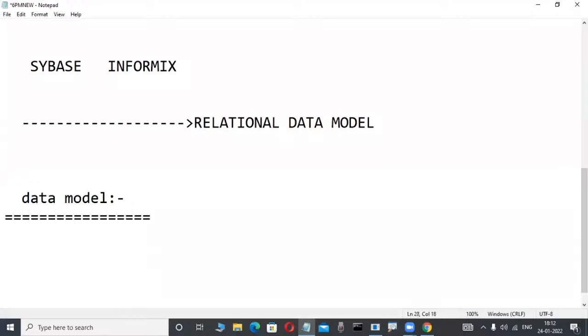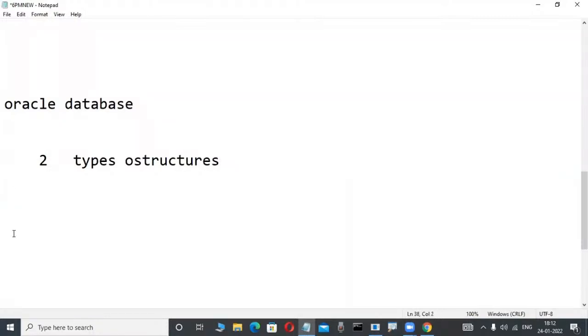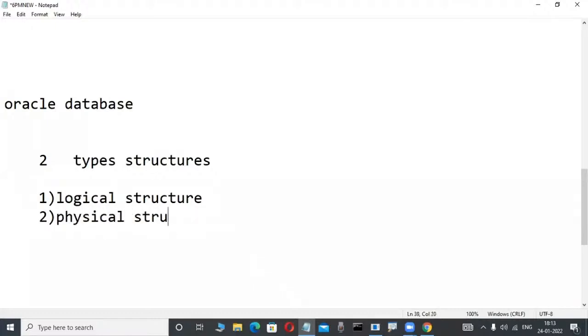Slowly observe it here. I am telling one thing. Suppose Oracle is a product. This Oracle database or any relational database has two types of structures, as I told in previous classes. One is the logical structure, another one is the physical structure. What is a logical structure?